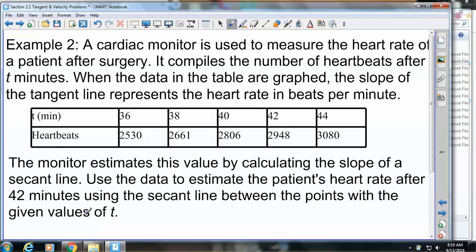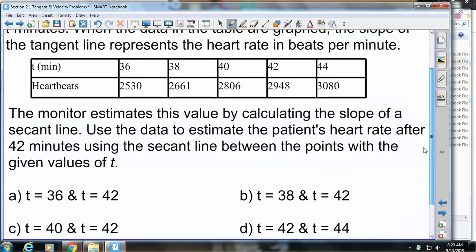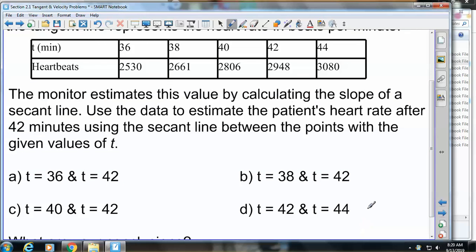A cardiac monitor is used to measure the heart rate of a patient after surgery. It compiles the number of heartbeats after t minutes. When the data in the table are graphed, the slope of the tangent line represents the heart rate in beats per minute. The monitor estimates this value by calculating the slope of a secant line. Use the data to estimate the patient's heart rate after 42 minutes using the secant line between the given values of t. Okay, so this is telling you how many heartbeats you have at a certain time. We are going to use this to calculate the heart rate.